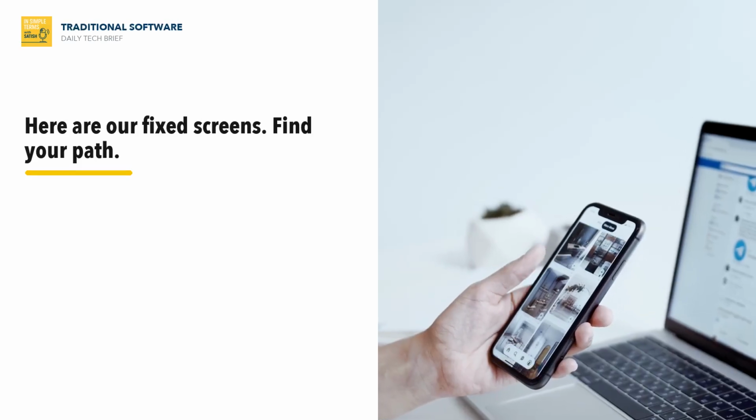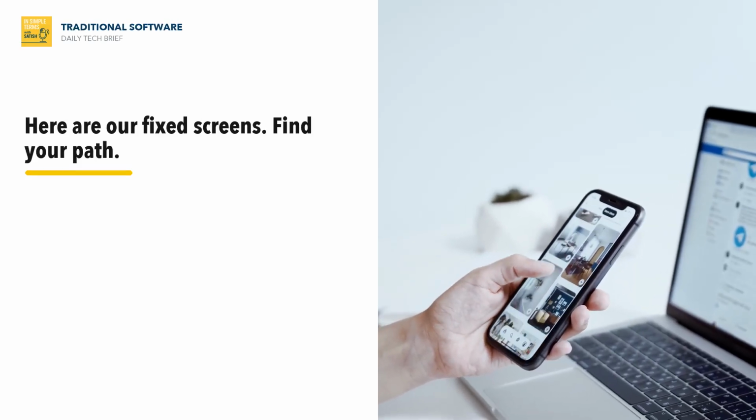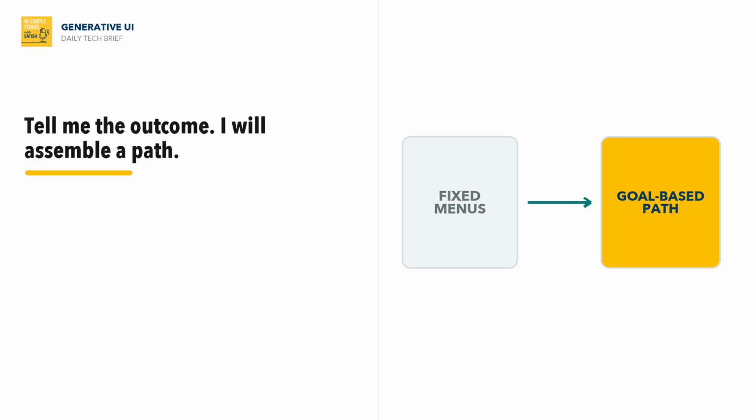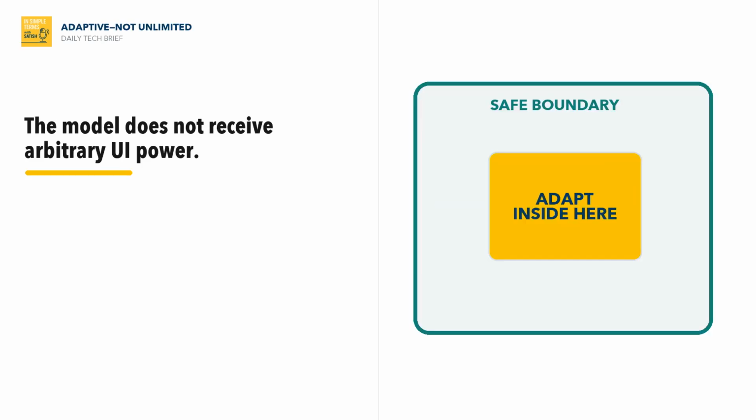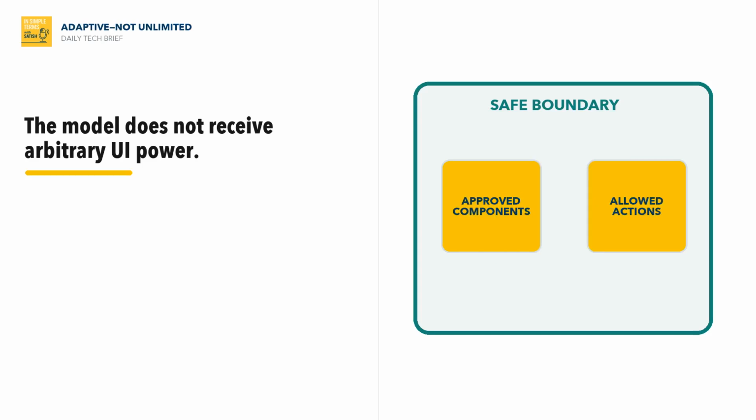Traditional software says, "Here are our screens, find your way through them." Gen UI says, "Tell me the outcome. I will assemble a path." But that does not mean the AI receives an empty canvas and unlimited control.